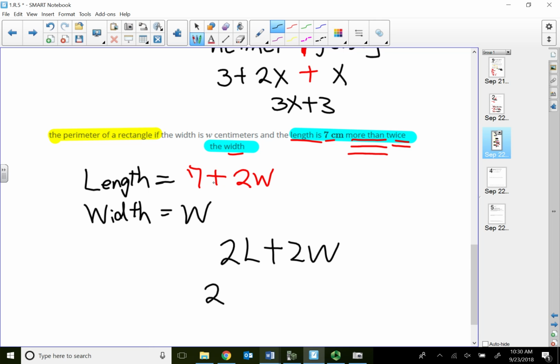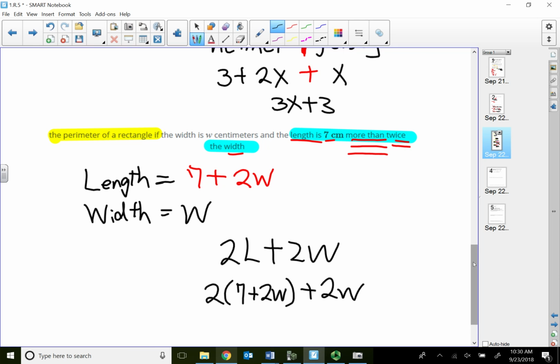These are 2 terms representing one thing I'm translating, so we always put them in parentheses. Plus 2 times. This W, width, is only one term for one item, so I do not need parentheses. I only need parentheses whenever I'm substituting 2 terms for one item. So I put them in parentheses. All right, so that will be my answer for my translation to represent the perimeter of a rectangle.